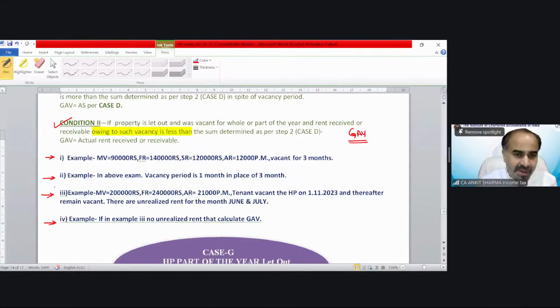And there's one concept when multiple properties are there. So you can ask your query. Let me see if there's any query. Otherwise, we will go for a small break.